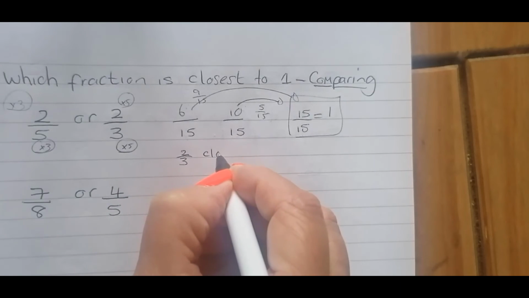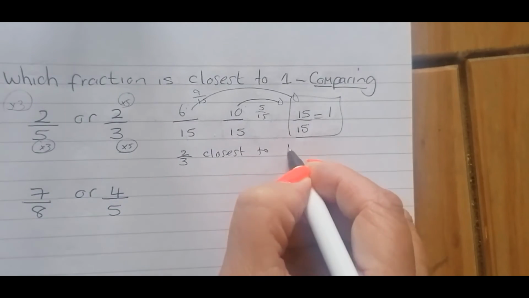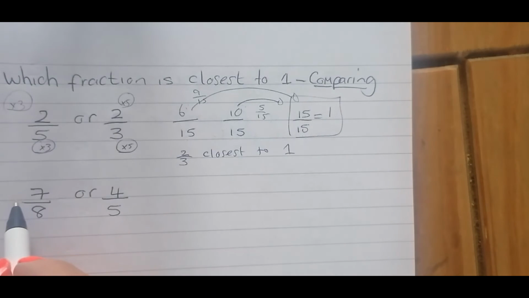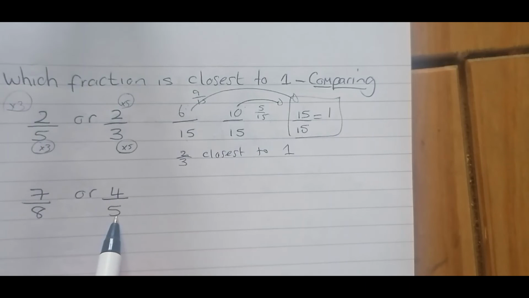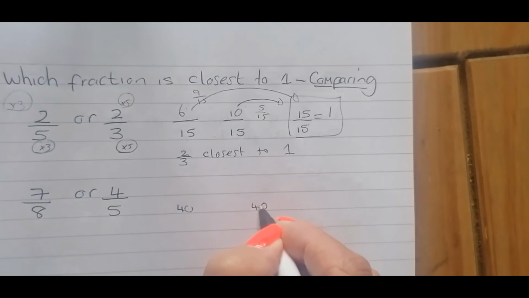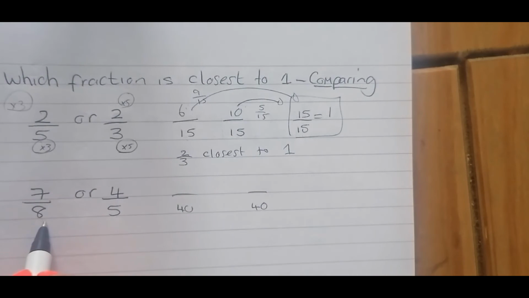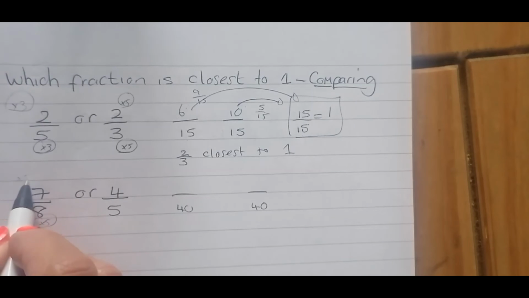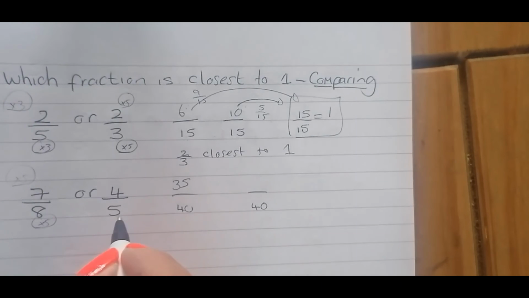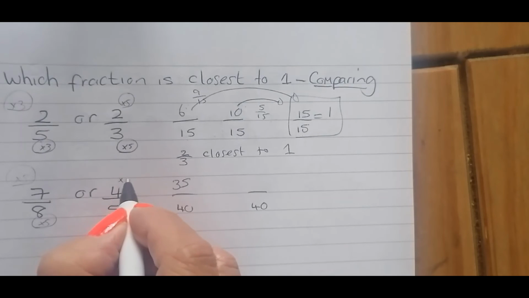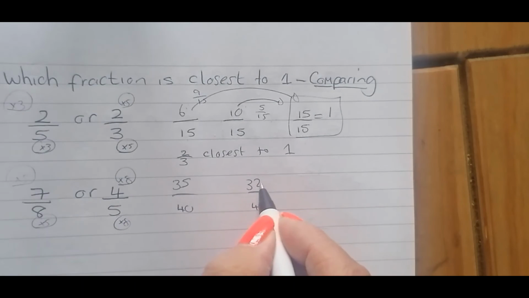2/3 is closest to 1. So let's try this one here. Which is closest to 1, 7/8 or 4/5? So before we can compare them, we have to multiply these denominators to get a new denominator of 40. So I've changed the denominators to 40. This was multiplied by 5, so I must multiply the numerator by 5. This was multiplied by 8, so I must multiply the numerator by 8. So now I can see this is 32/40ths, this is 35/40ths. Which is closer to 1?